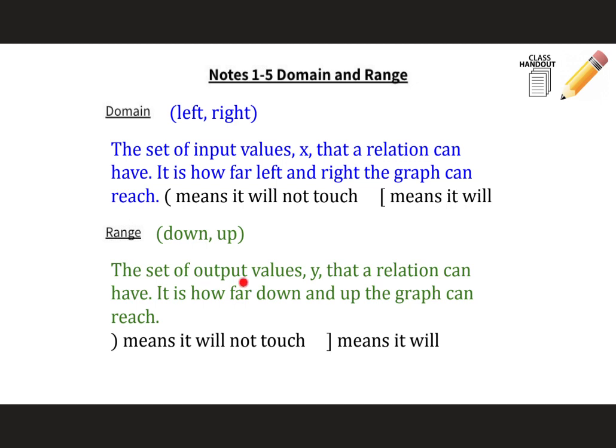Range is a set of output values, which are y values, that a relation can have. It is how far down and up the graph can reach. So again, when we write our range, we write down how low it goes and how high it goes. And again, a parentheses means it will not touch and a bracket means it will touch. So let's take a look at an example.